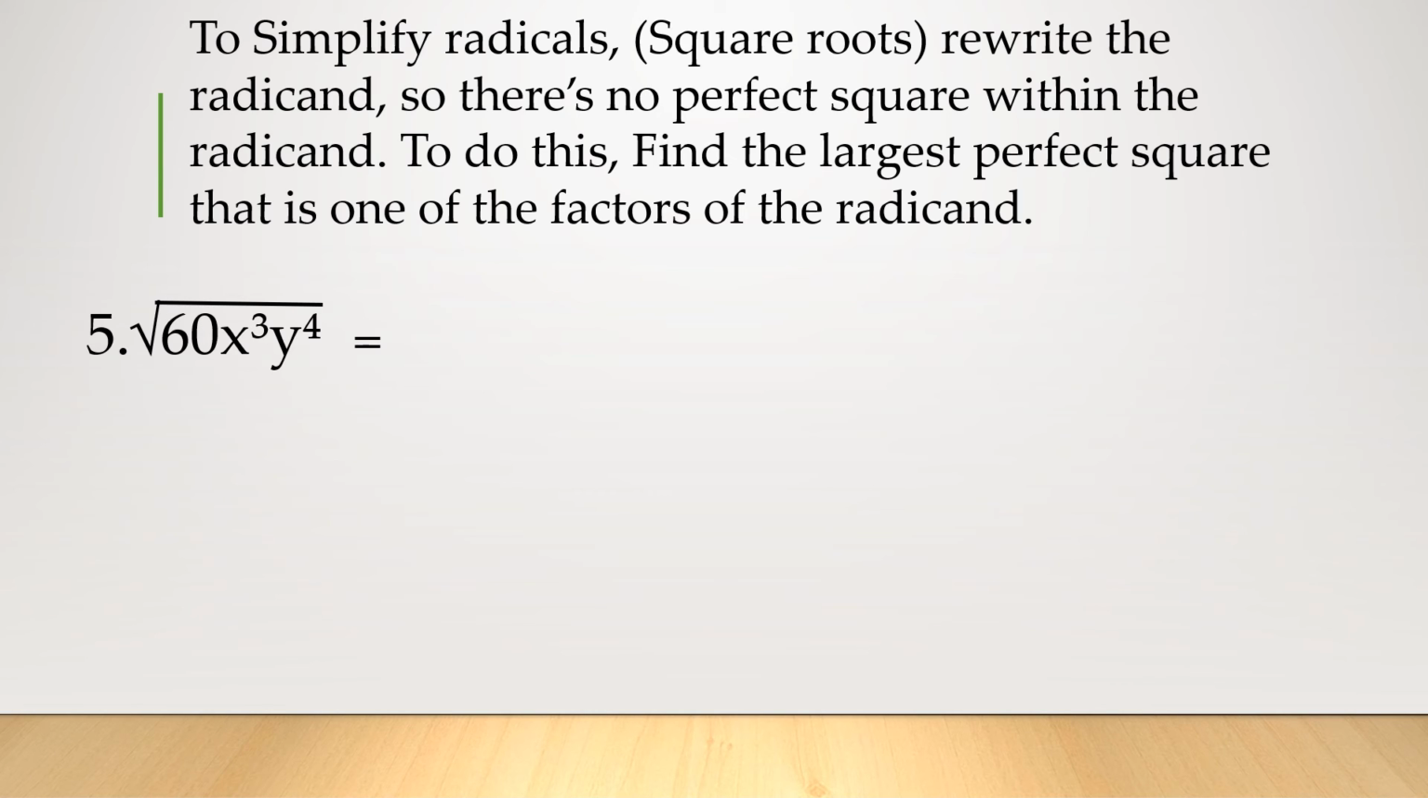Okay, so I have here square root of 60x cubed y to the 4th power. So now, I can rewrite 60 as 4 times 15. So I have now square root of 4 times 15. And x to the 3rd power, I can rewrite that as x squared times x. Why? Because when we are multiplying, we are adding the exponents. So 2 plus 1, that is 3. Okay? And y to the 4th is equal to y squared times y squared.